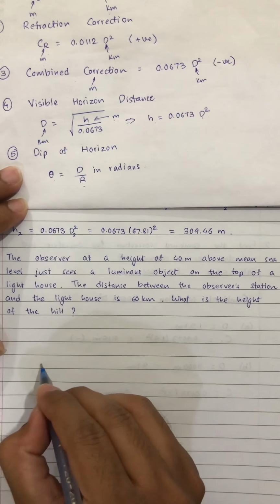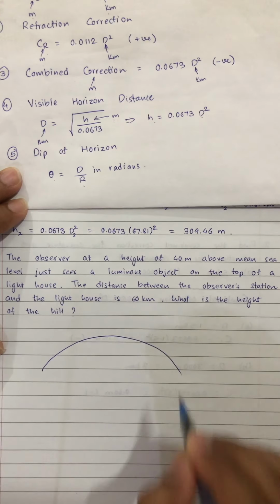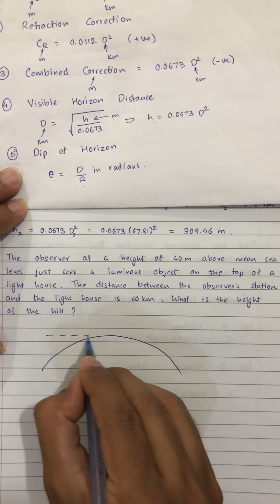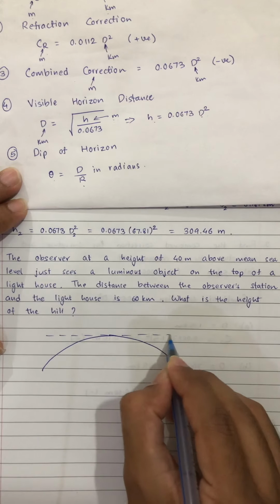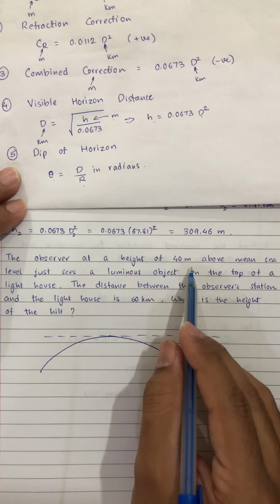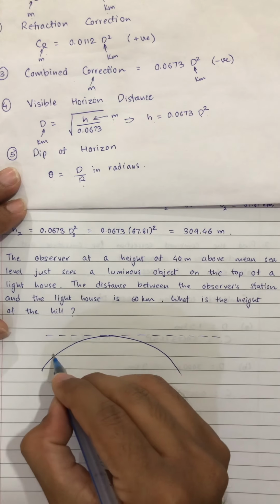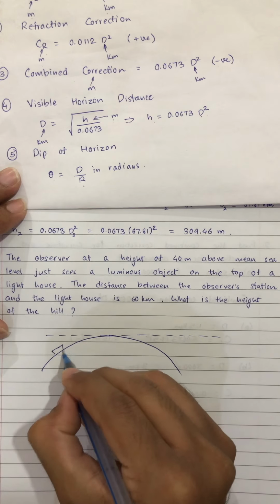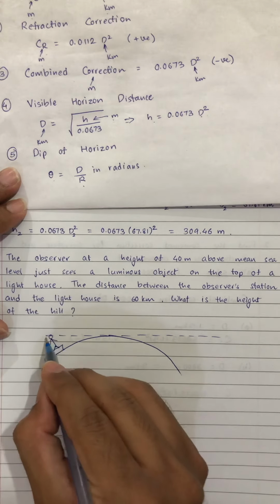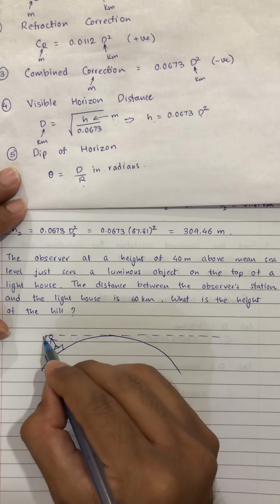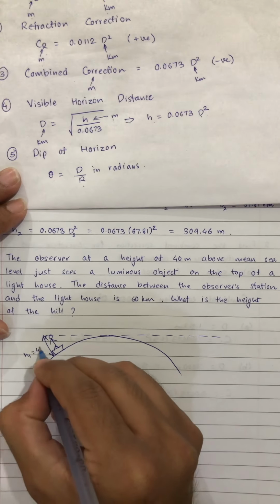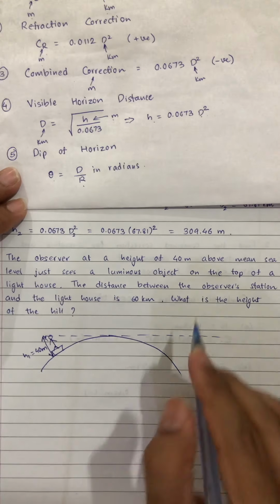Again, we will draw the curvature of the earth. This is the highest point. Let us mark this point with a tangent line. It is saying the observer is at a height of 40 meters above mean sea level, so maybe the observer is standing on something and viewing. Let us say that this h1 is 40 meters.